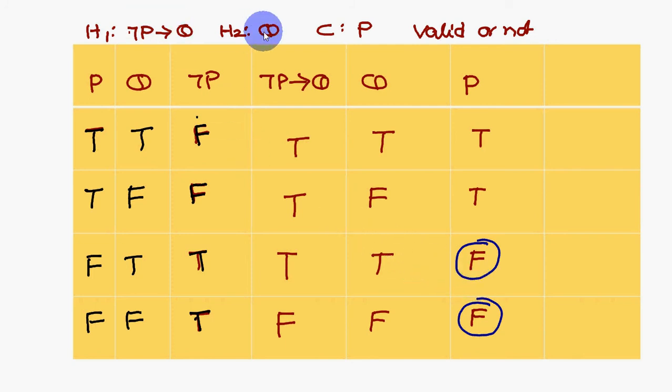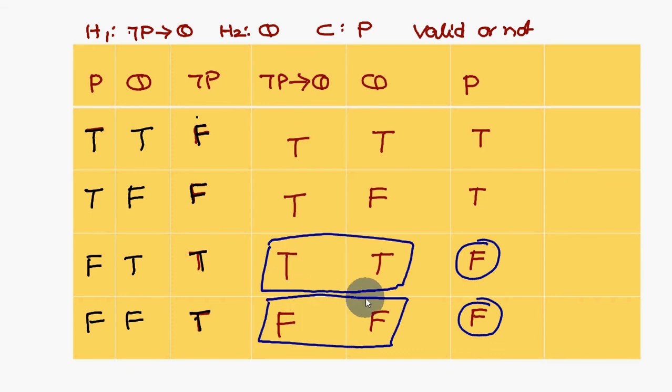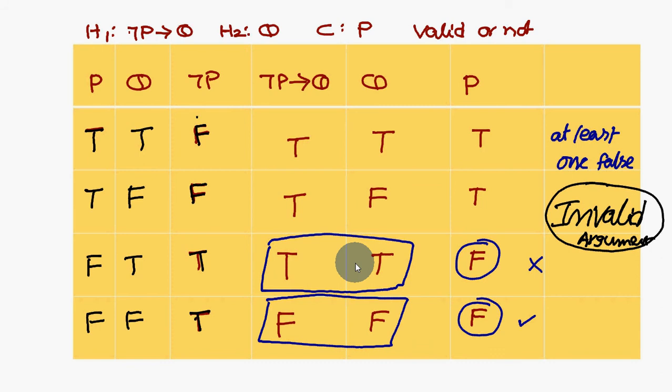How many premises are there? Two premises. That means you have to round these two. At least one false should be there. Here no false is there. Therefore this is not a valid argument, or an invalid argument.